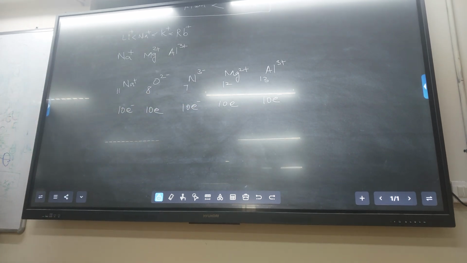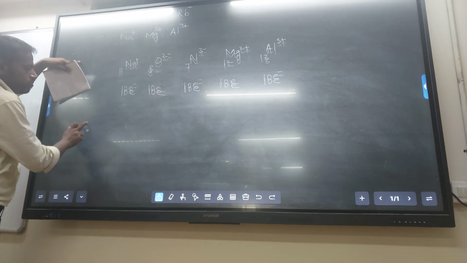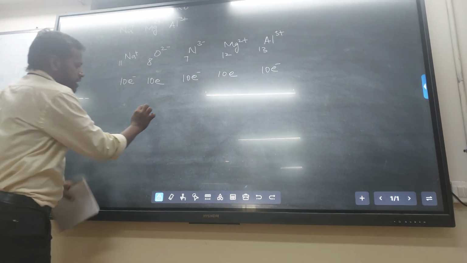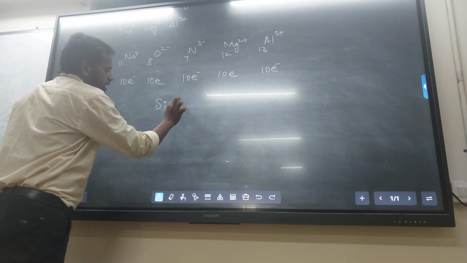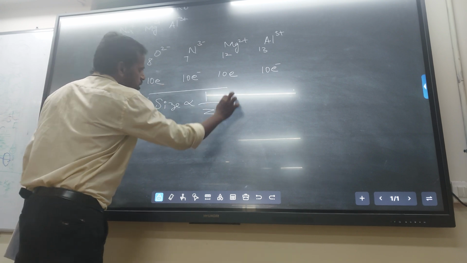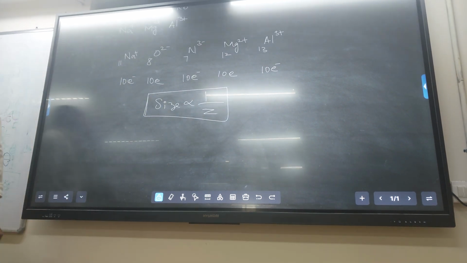So for isoelectronic species, the size is inversely proportional to the atomic number. This is the concept. The size is inversely proportional to the atomic number. Atomic number more, the size is less. Okay, now you arrange. Which one is the first?